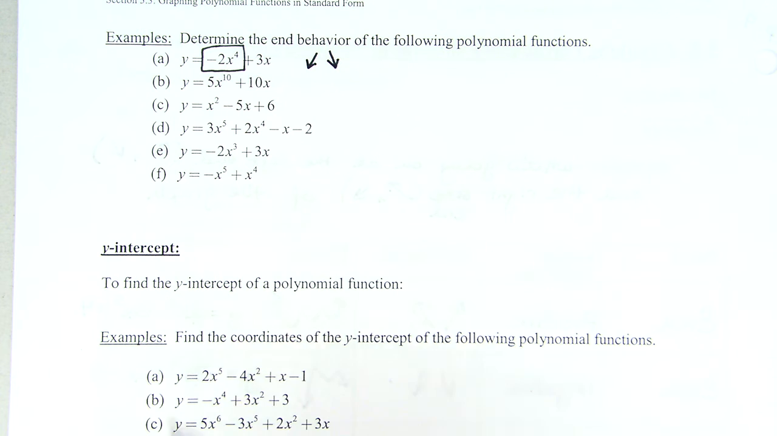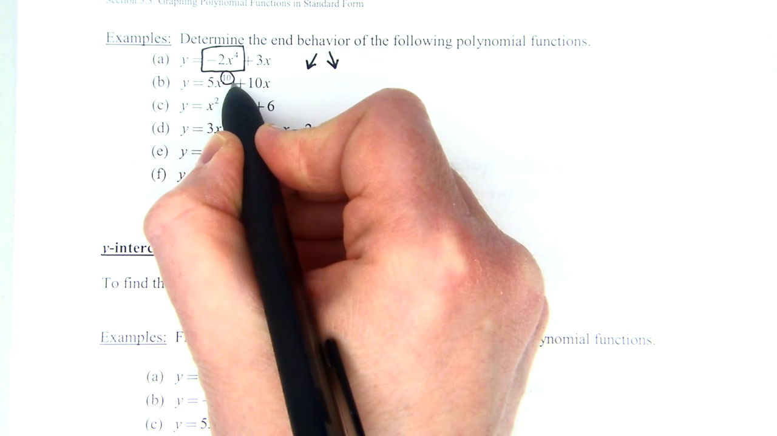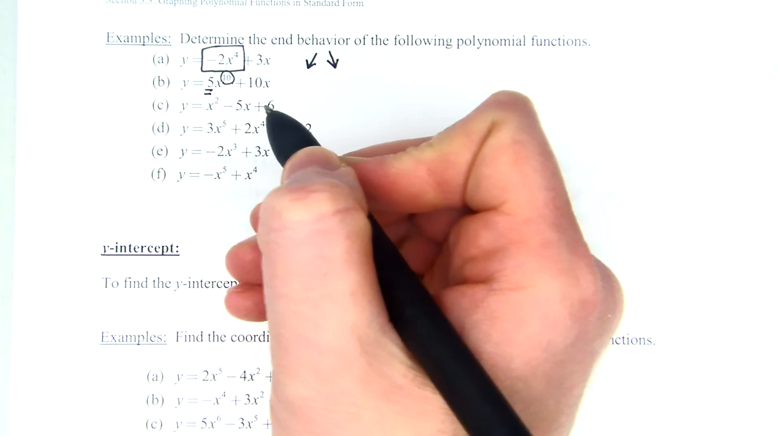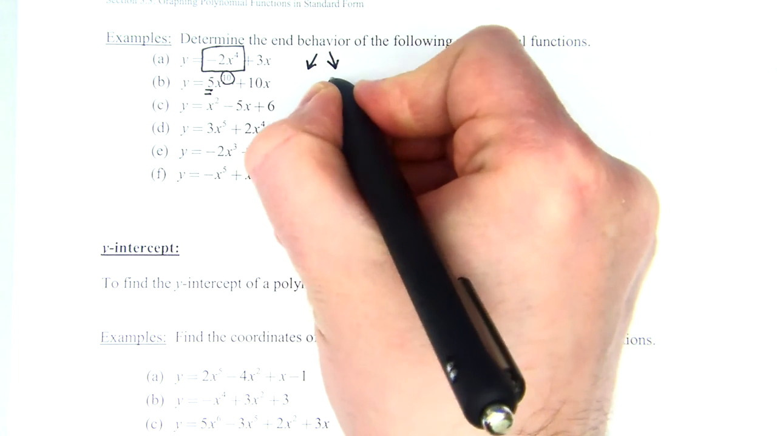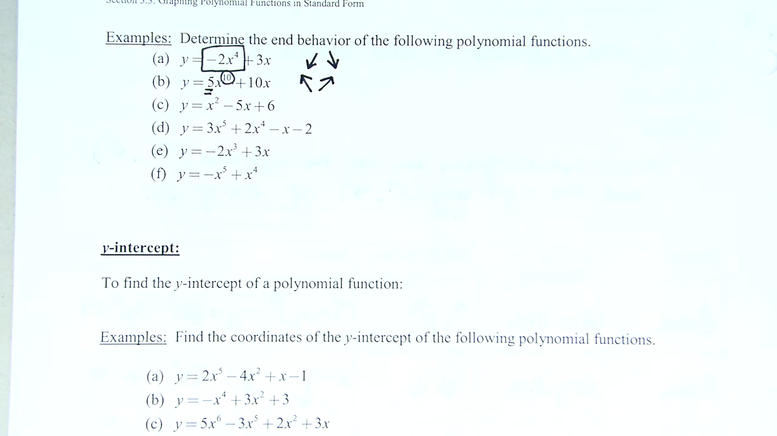In letter B, my degree is even, same direction. Leading coefficient is positive, so I'm going to end by pointing up. If I end by pointing up and they're going in the same direction, then I'm going to start by pointing up. See if you can do C, D, E, and F. What's the answer to C?